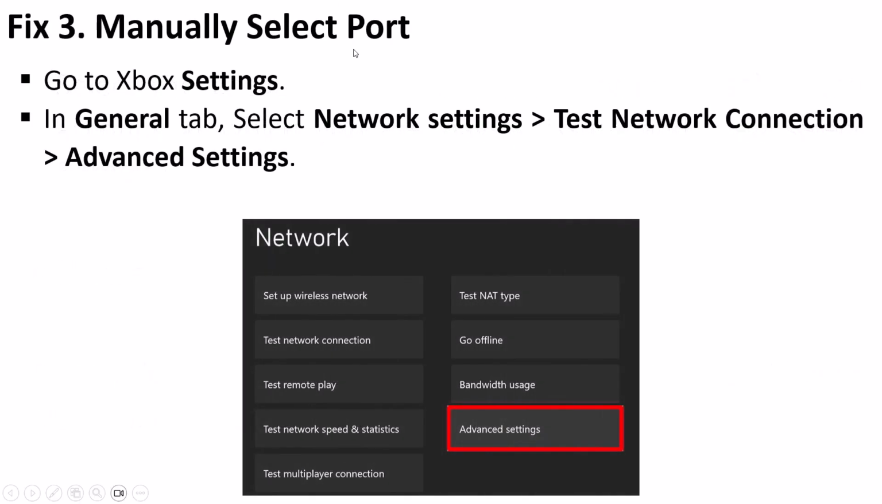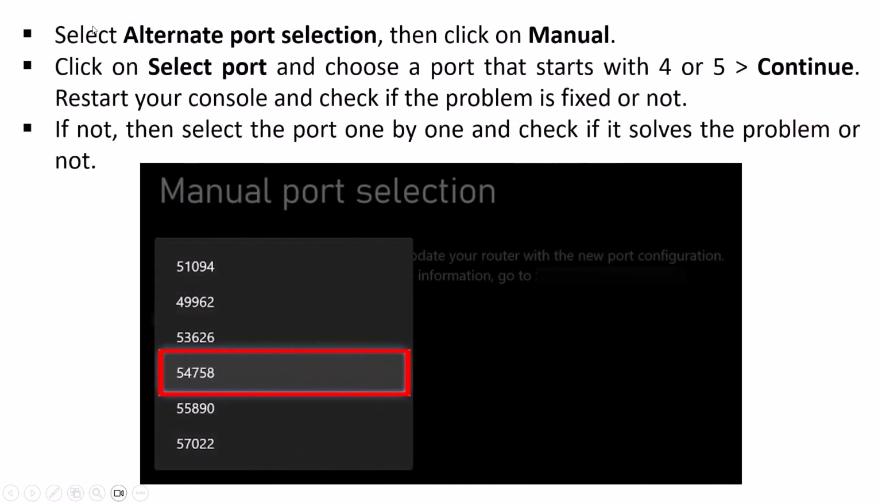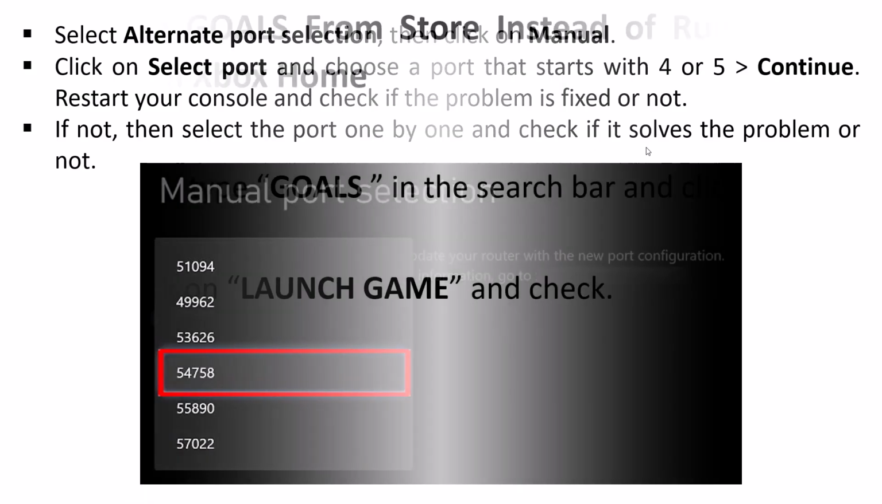Fix 3 is to manually select a port. So go to Xbox settings, in the General tab select Network settings, Test network connection, Advanced settings. Select Alternate port selection, then click on Manual. Click on Select port and choose a port that starts with 4 or 5 and then continue. Then restart your console and then launch the game and check. If that doesn't help, then select the ports one by one and see which one worked for you.